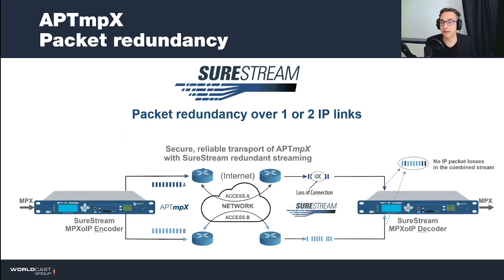We also have a technology, since many years, called SureStream, developed by APT, and this technology allows packet redundancy over one or several IP links. As you can see in the diagram here, we can use several IP lines, and if a packet is lost on one line, it is taken from the other one. So at the end, you have a perfect stream, even if your two lines are imperfect.